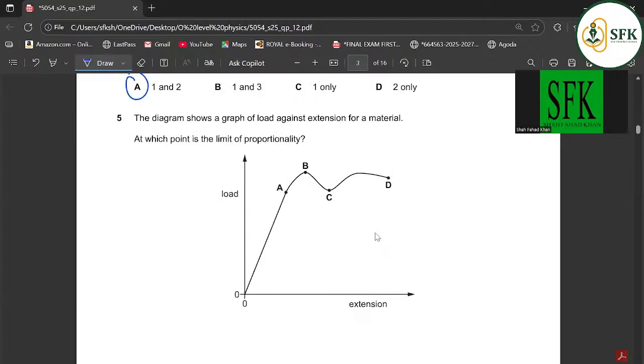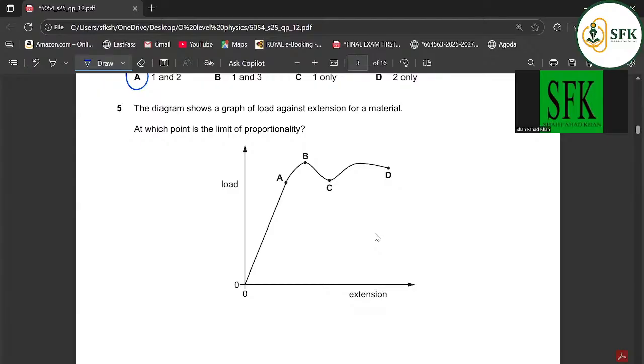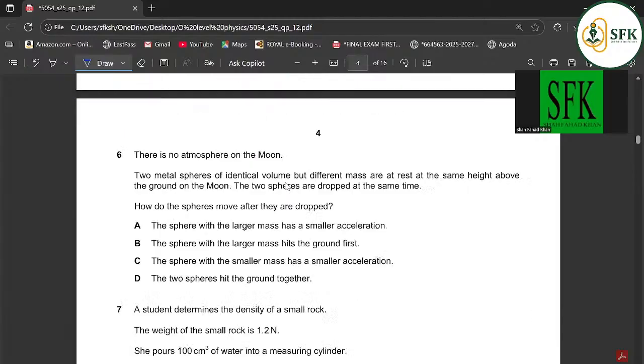And 5. The diagram shows a graph of load against extension of a material. At which point is the limit of proportionality? Limit of proportionality is the point after which the graph starts losing its linear shape. This is linear up till point A. After A, it's going to lose that shape, right? So that's why A is the limit of proportionality.